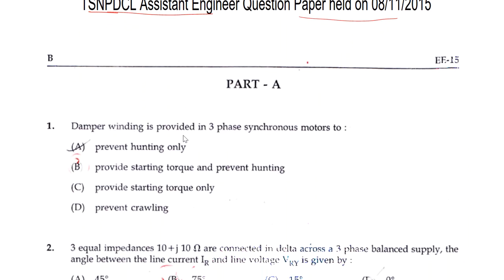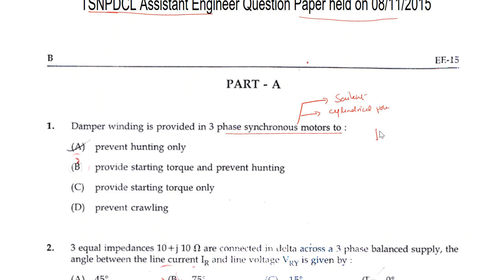The damper winding is provided in three-phase synchronous motors too. So where is the damper winding provided? Damper winding is provided in the rotor of the synchronous machine. There are two types of synchronous machine based on the rotor construction. The first one is the salient pole, as you know. The second one is the cylindrical pole. These two are the rotor type constructions here.